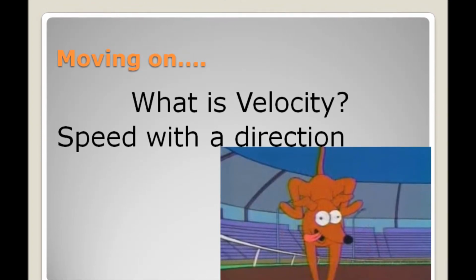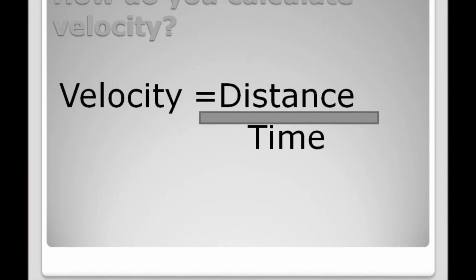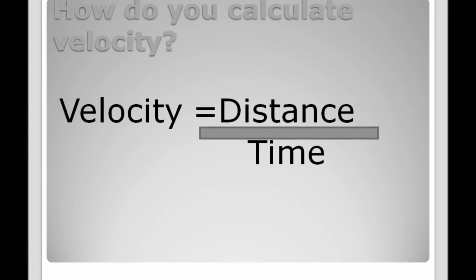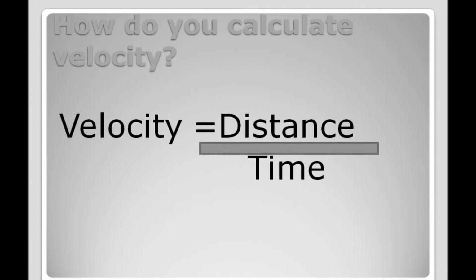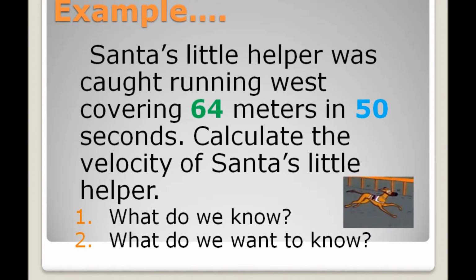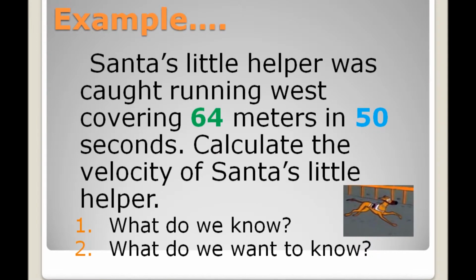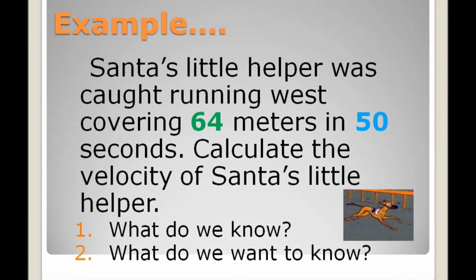Therefore, velocity and speed have more or less the same equation, which is distance over time, and that's how we calculate velocity. An example: Santa's little helper was caught running west, covering 64 meters in 50 seconds. Calculate the velocity of Santa's little helper.